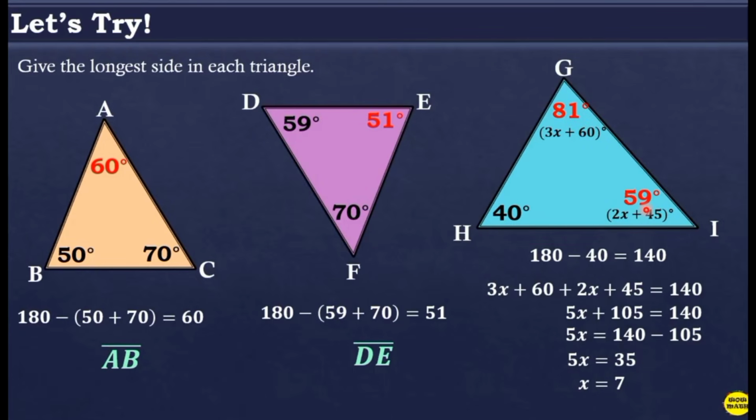Now, bago po tayo mag-identify ng largest angle, i-check po muna natin kung si 81, si 40, at si 59 is equal to 180. Dapat si 59, si 81, at si 40, mag-total po siya ng 180. So, since nag-total siya ng 180, pwede na natin i-identify the largest angle. So, ito po ang largest angle natin. So, ibig sabihin yung opposite side niya ang longest side, and that is side HI.